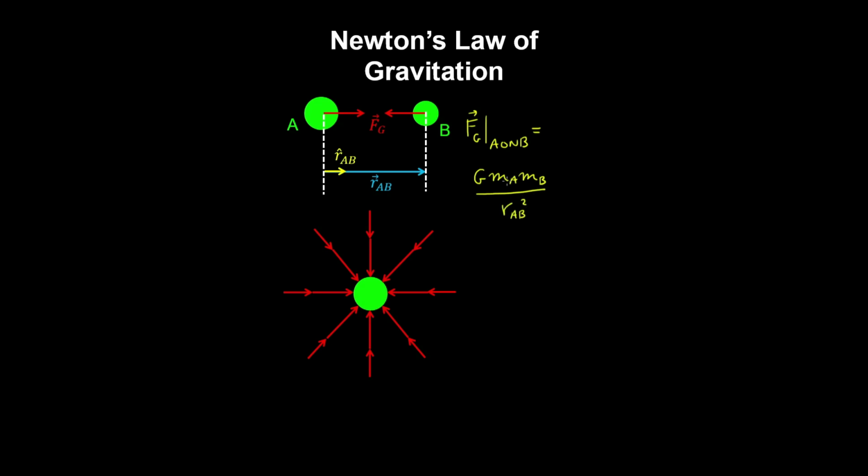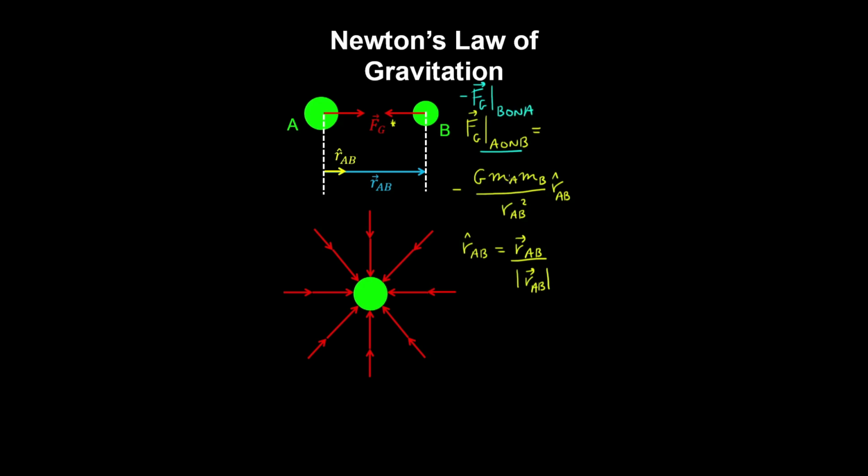And to get this in vector form, we put a negative sign and multiply by the unit vector from object A to B. So as we can see, the force of A on B points against the unit vector, which is equal to the radial vector from A to B on its magnitude. And by Newton's third law, this is equal to the negative of the gravitational force exerted by object B on A.